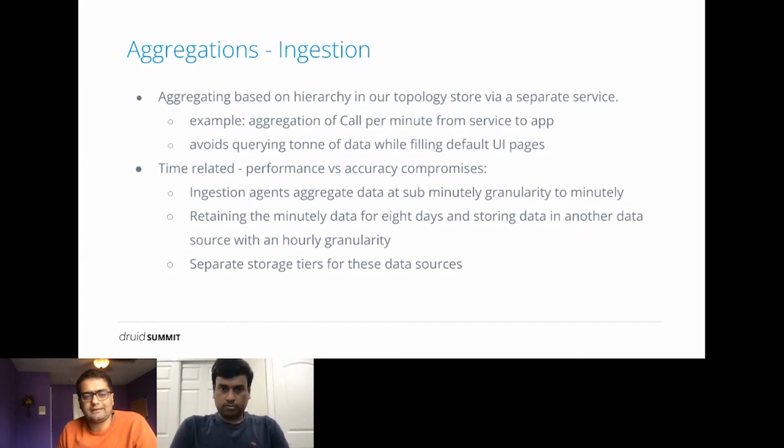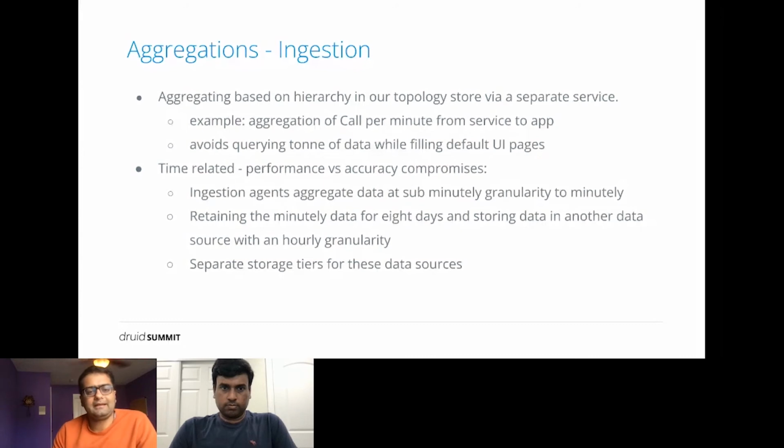Then within our data store, we are reading minute data for 8 days and storing it in a different data source with an hourly granularity, because some of the queries don't demand a lot of accuracy, for example, calculating baselines and all those things. We were okay with querying data at a higher granularity. And we are using separate storage sizes for the data sources because the daily data is going to get queried more often and more aggressively than hourly data.